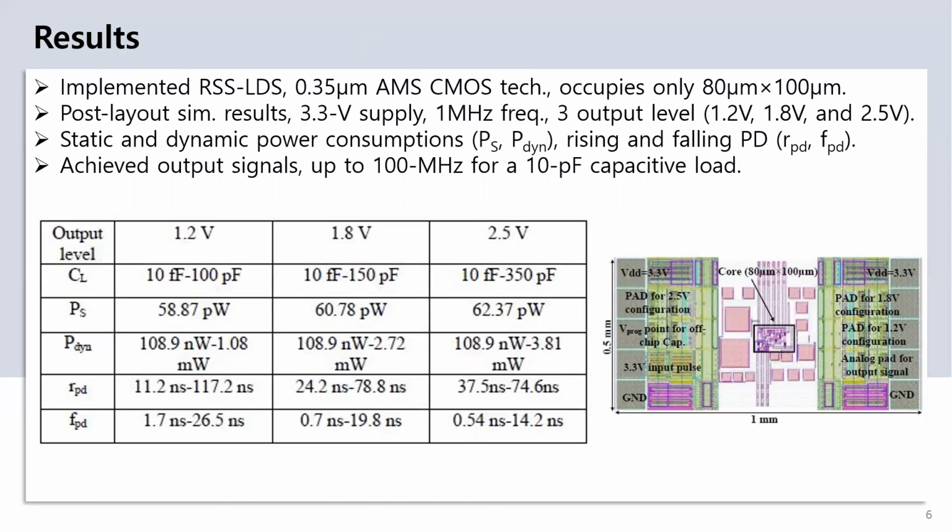The proposed circuit was implemented in a standard 0.35 micrometer AMS CMOS technology. This table presents the post-layout simulation result of the presented circuit at a 3.3 volt supply voltage and an operating frequency of 1 MHz for three output levels of 1.2, 1.8, and 2.5 volt. The important parameters of this design are the static power consumption and the dynamic power consumption, and the rising and falling edge propagation delays.